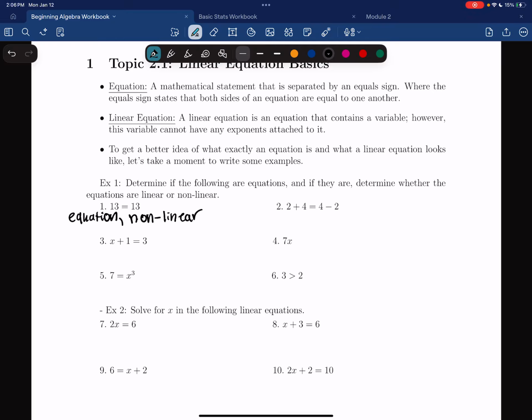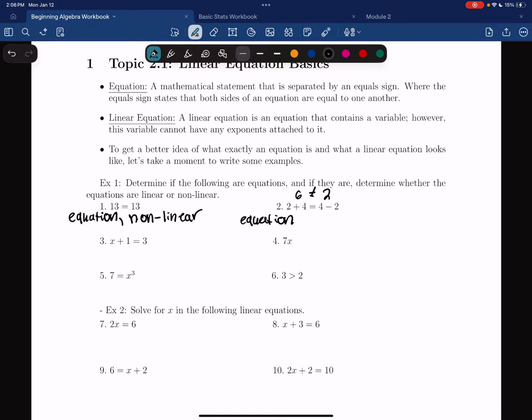For example number 2, I encourage you to pause the video and try this one on your own. And assuming you have given it a go, let's work through it. So we have 2 plus 4 equals 4 minus 2. Well, there's an equal sign, so this is for sure an equation. However, one thing to note here is that if we do the math, 2 plus 4, that's 6. We're going to say that's equal to 4 minus 2. Well, that's 2. 6 doesn't equal 2, right?